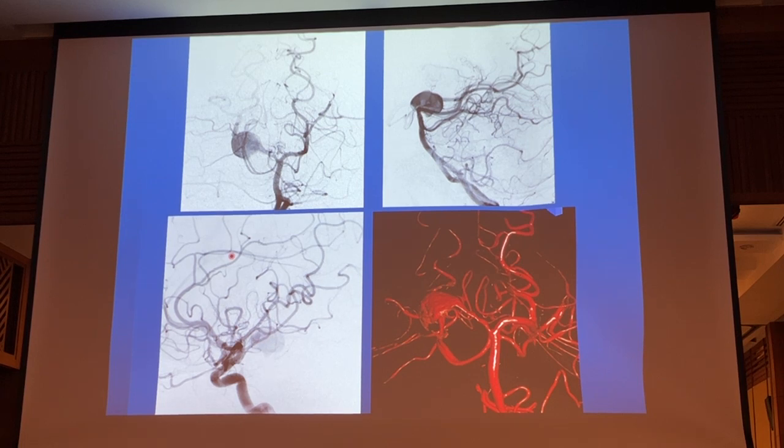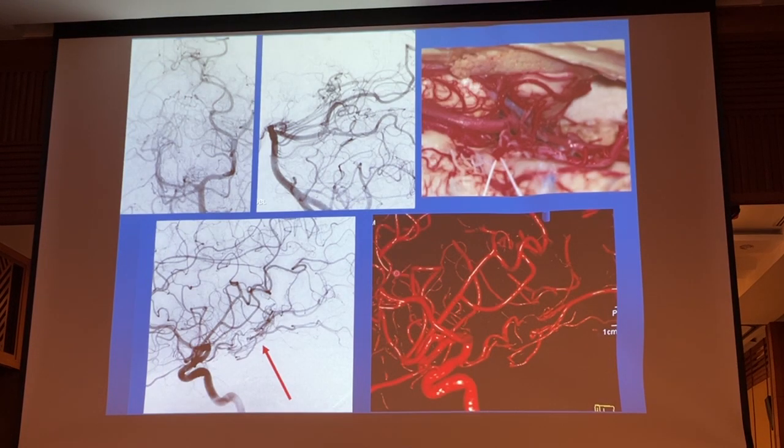Anyway, one more thing I'd like to mention is this is a dissecting aneurysm of the P2, P3 segment. This was closed, but the patient did not develop any neurological deficit because there's a collateral coming from the anterior choroidal to the posterior choroidal and posterior cerebral artery.